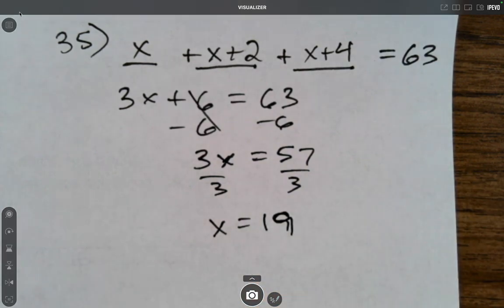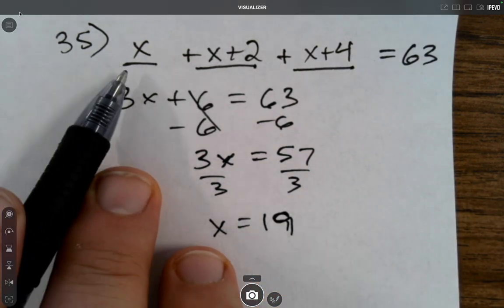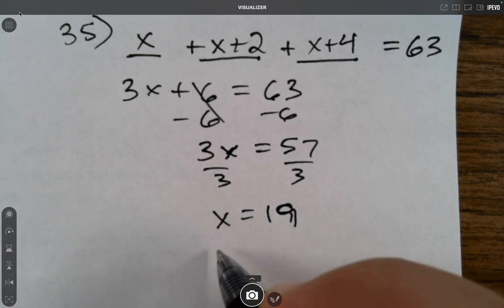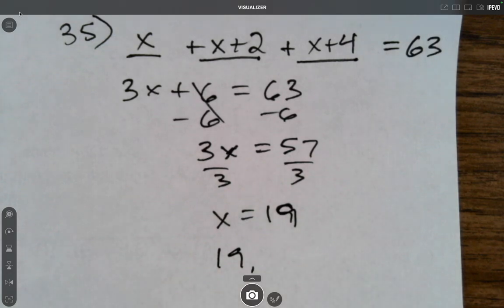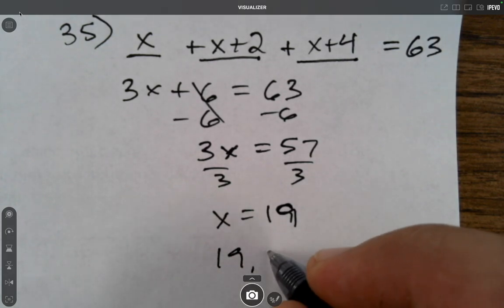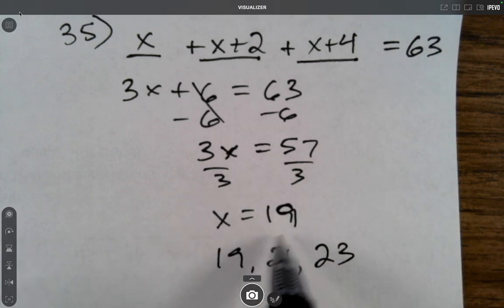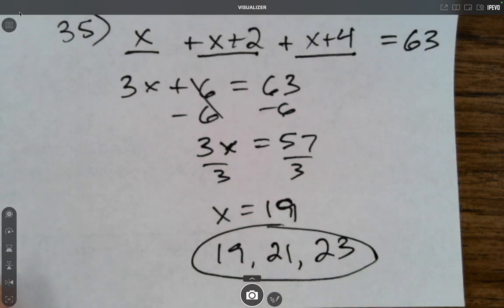Now that's not our final answer, because remember, x is our smallest number, and they're wanting to know what 3 consecutive odd numbers will make this work. So 19 is the first one. The next one is 2 bigger than that, which is 21. The next one's 2 bigger than that, which is 23. And if you add those 3 numbers together, you will in fact get 63.